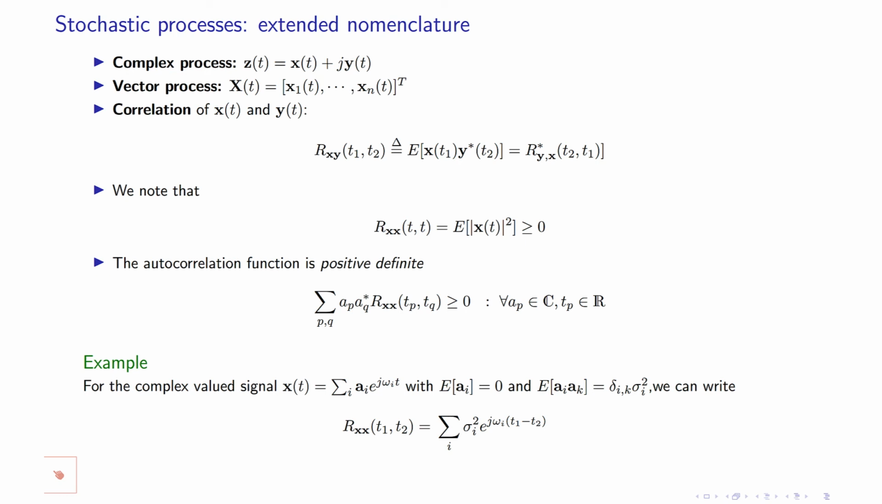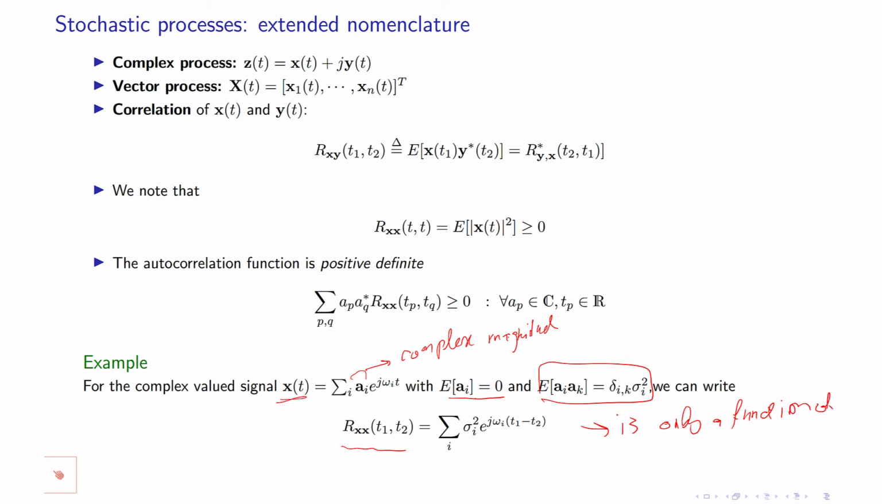So what you see in this expression, if you have these conditions, if the expected value of Ai is 0, and if the Ai are uncorrelated, zero mean uncorrelated complex magnitudes, and this is a waveform which has different line spectra, in that case this autocorrelation function, interestingly, is only a function of the time difference, t1 minus t2. And this is very interesting.